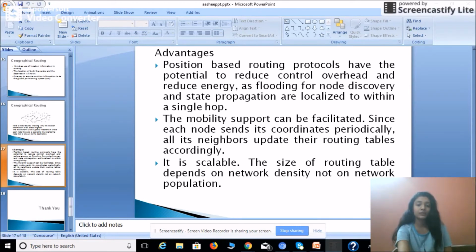Second one is that mobility support can be facilitated. Since each node sends its coordinates periodically, all its neighbors update their routing tables accordingly. It is also scalable. That is, we can expand the size of the network. The size of the routing table depends on network density, not on network population.